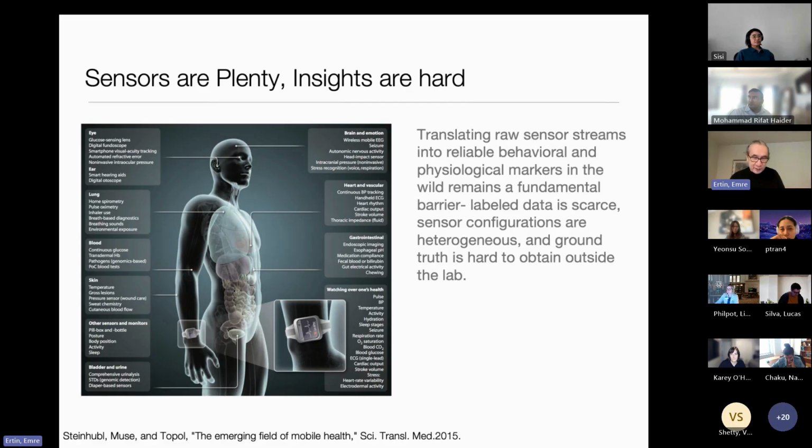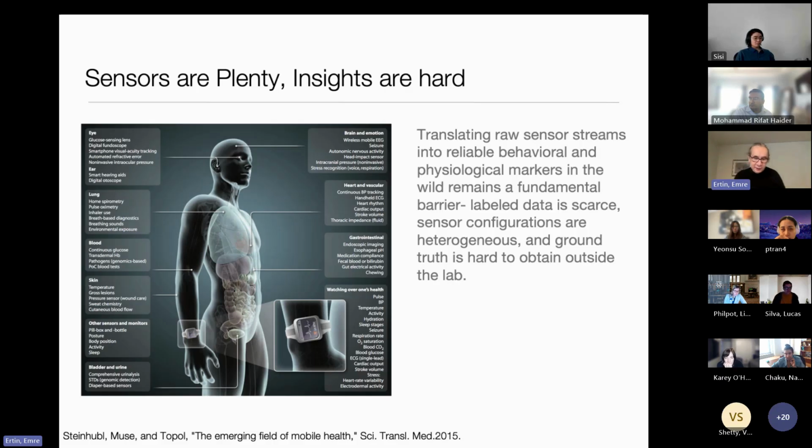We can see how physically active we are, what we are actually paying attention to, our focus of attention, and of course, other heart and vascular systems, and more importantly, perhaps the brain and emotion states, can all be measured with some sensor available at reasonable cost. But the insights from those sensors are much harder to obtain.